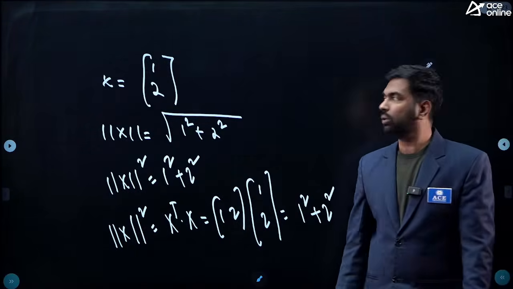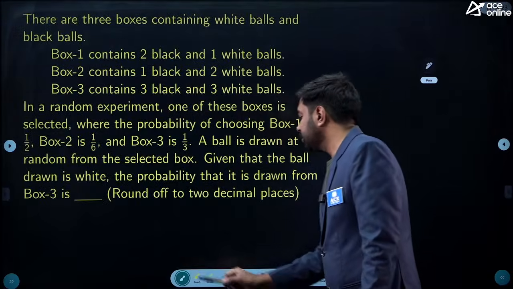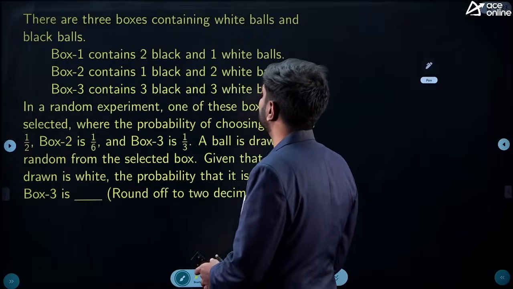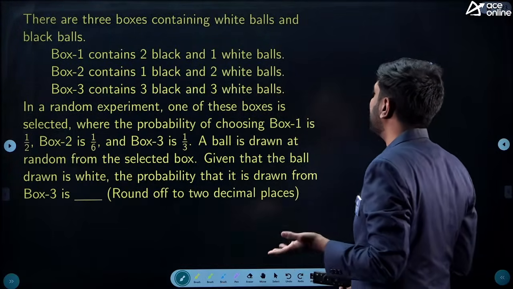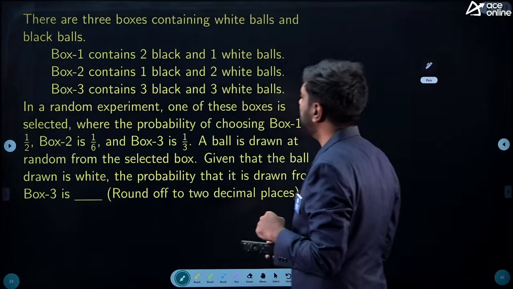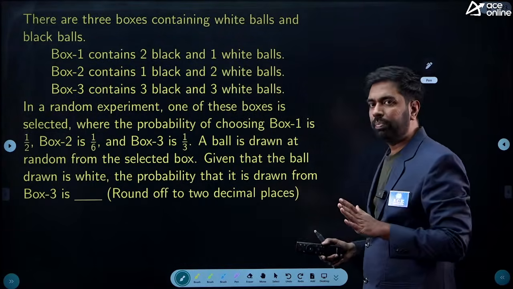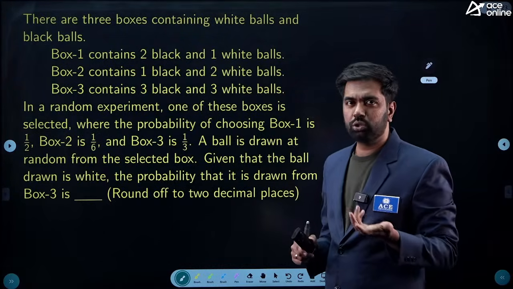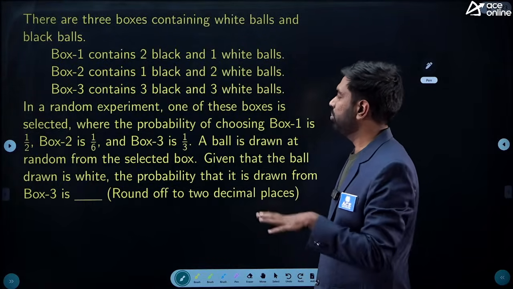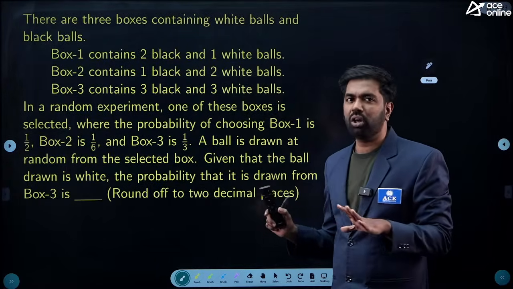Okay, so let's continue. Let's see what this problem is about. There are three boxes containing white balls and black balls. Box 1 contains 2 black and 1 white. Box 2 contains 1 black and 2 white balls. Box 3 contains 3 black and 3 white balls. In a random experiment, one of these boxes is selected, where the probability of choosing box 1 is 1 by 2, box 2 is 1 by 6, box 3 is 1 by 3. A ball is drawn at random from the selected box. Given that the ball drawn is white, the probability that it is drawn from box 3 is dash.